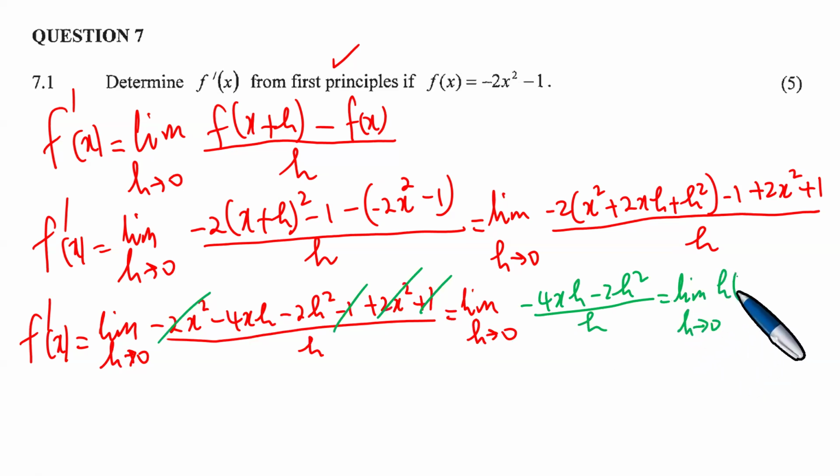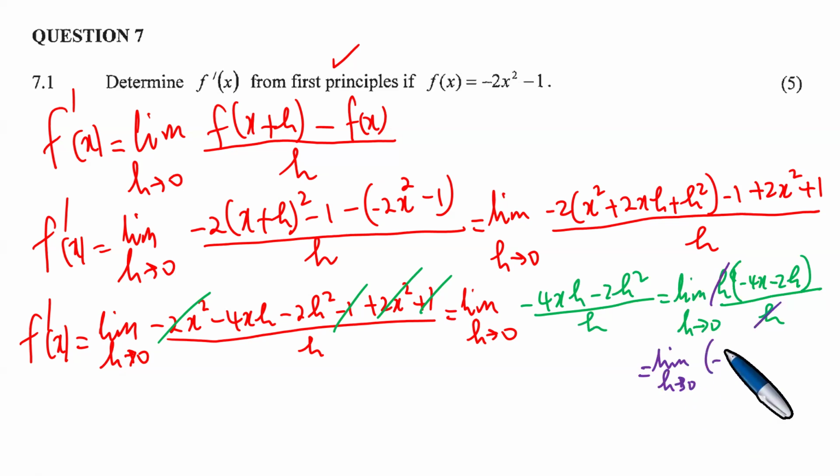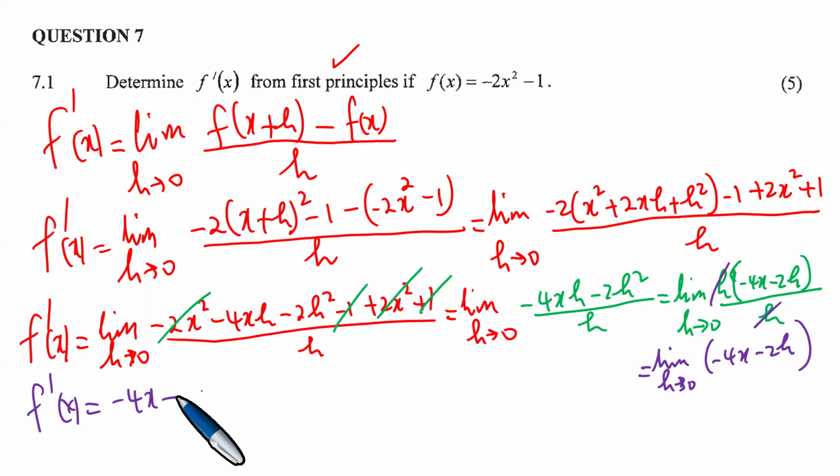Now, h here is a common factor, giving us minus 4x minus 2h, divided by h. Further simplification allows us to cancel h and h, and this yields the limit as h tends to 0 of minus 4x minus 2h. So this is f prime of x. Now, as h tends to 0, what we're able to see here is that f prime is minus 4x minus 2 times 0.